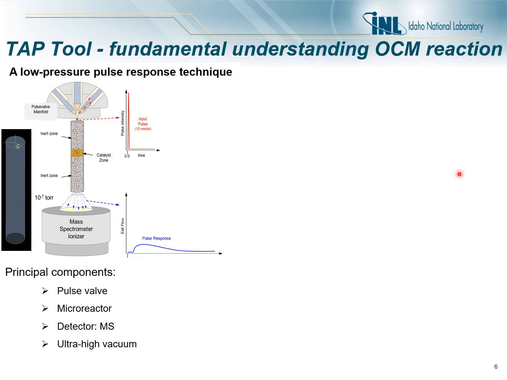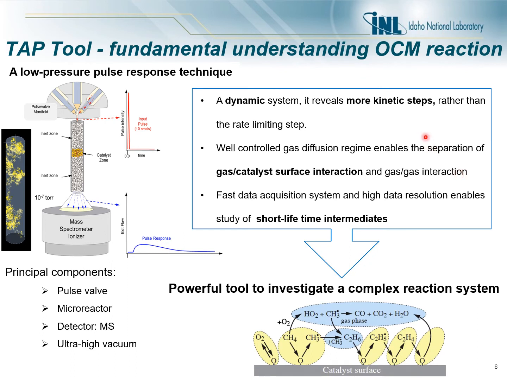As the movie shows here, a gas molecule is injected from the pulse valve and randomly diffuses through the reactor, and eventually the gas molecule escapes from the reactor and is detected by the mass spectrometer. The concept of the TAP reactor is different from the flow reactor. It is a dynamic system. It can reveal more kinetic steps rather than only the rate-limiting step. It has a well-controlled gas diffusion regime, which enables the separation of gas-catalyst surface interaction and gas-gas interaction. It has a fast data acquisition system and high data resolution, enabling study of short-lifetime intermediates. Therefore, TAP is a powerful tool to investigate complex reaction mechanism systems.